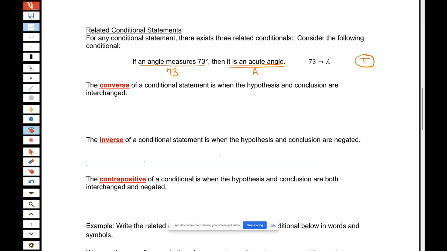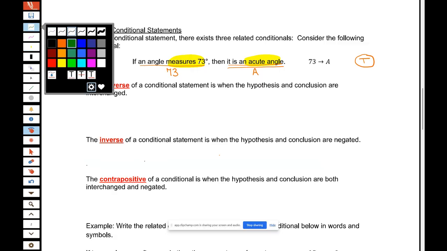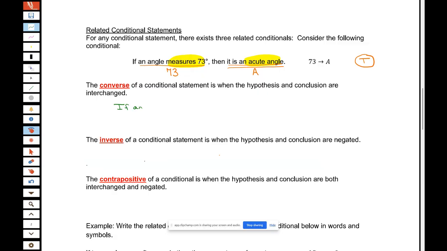So we're going to switch it around, but you don't have to switch all the words. It's not like a formula that you take something and you just slide it to a new location. You can keep some of the words, but switch what we call the essential meaning. The measuring 73 is the essential meaning of the hypothesis. The being an acute angle is the essential meaning of the conclusion. We know we're talking about an angle, but it's the 73 and the acute that are the important part. So for my converse, I'm going to write if an angle is acute, okay, I'm switching, then it measures 73 degrees.